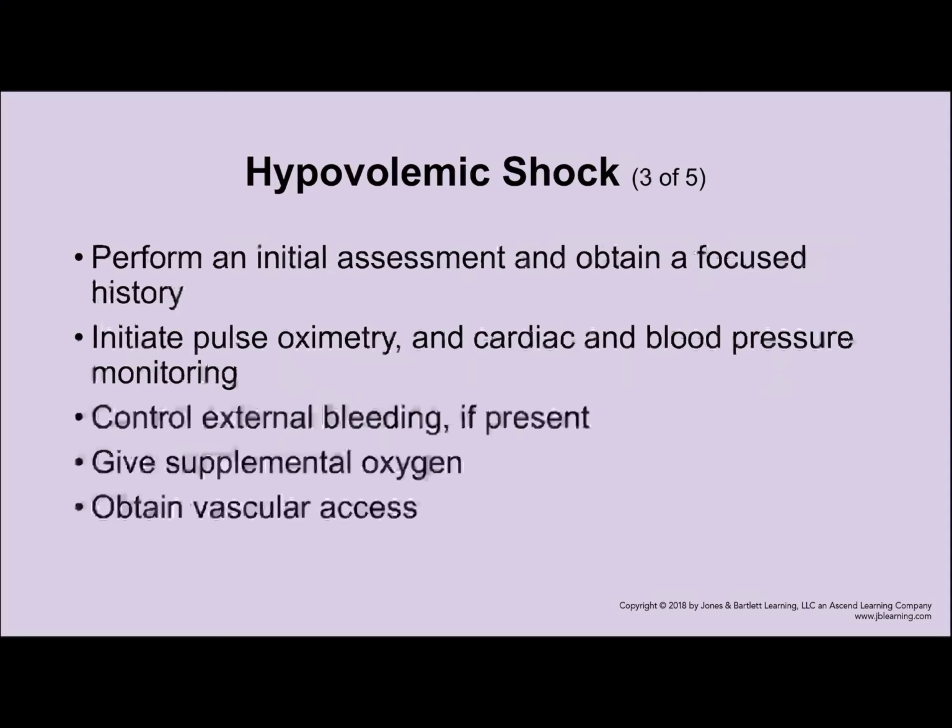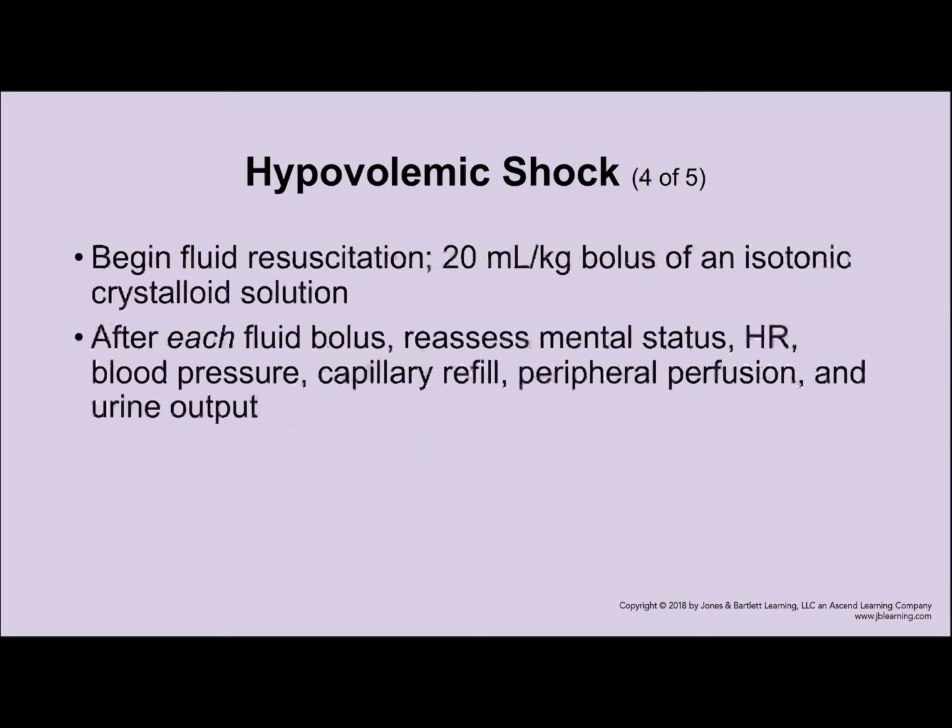Because shock is a state of decreased oxygen delivery to the organs, you try to give supplemental oxygen to increase the oxygen capacity of the blood. And then you will likely need vascular access in order to resuscitate these patients. The way we resuscitate them is with isotonic crystalloid solution. That essentially means normal saline, lactated Ringer's, and other things in that category. And we typically start with 20 cc's per kilo boluses.